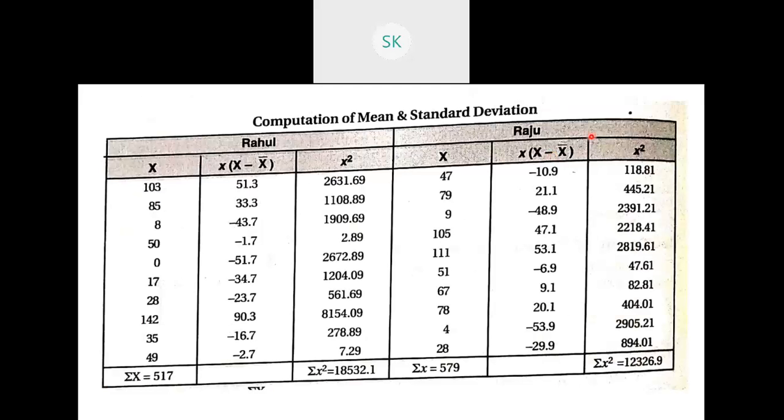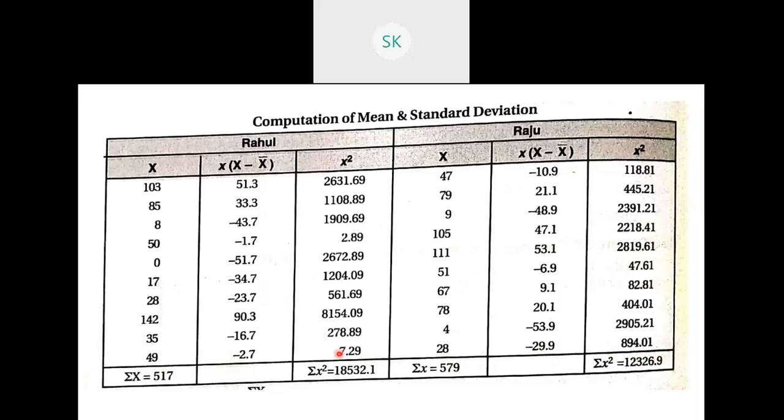Again, we came back to the table. We found the deviations, that is X minus X bar, where X bar is 51.7 for Rahul and 57.9 for Raju. So we did the subtraction. Do not ignore the signs, include minus and plus signs. Then we multiplied each deviation with itself, which is nothing but squaring. So 51.3 square is 2631.69. Similarly, we did the square for all the numbers. Here also, 10.09 square is 118.81.